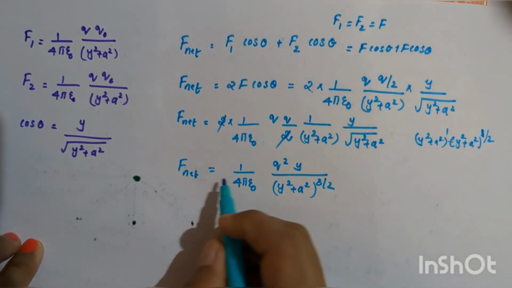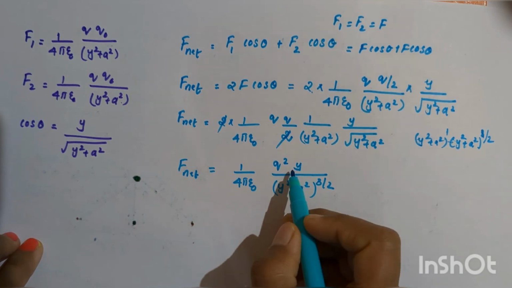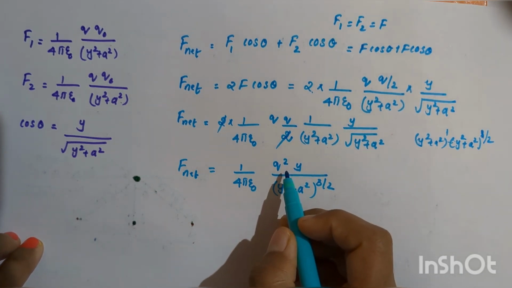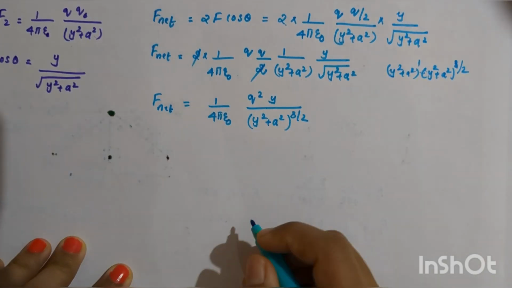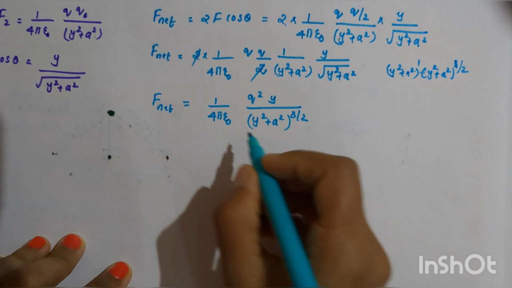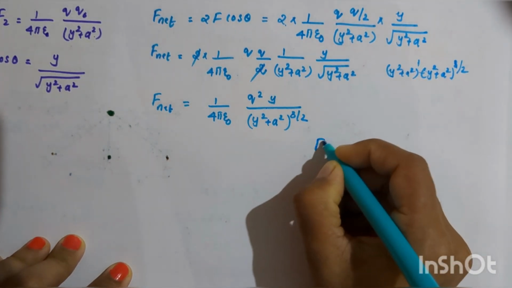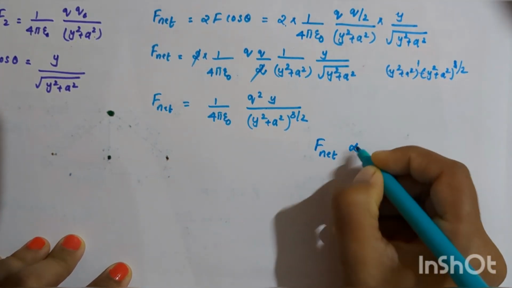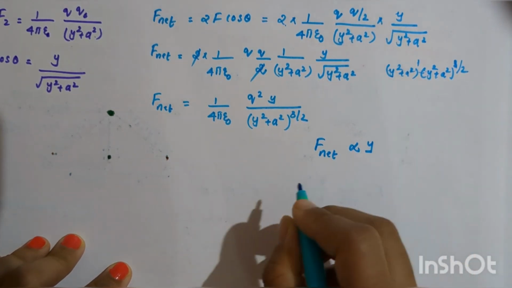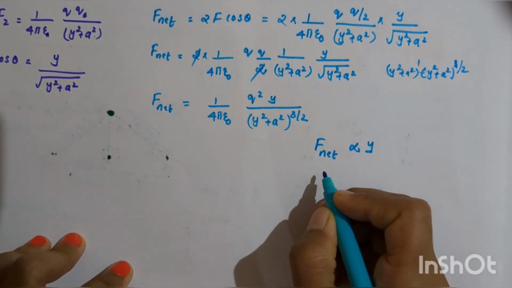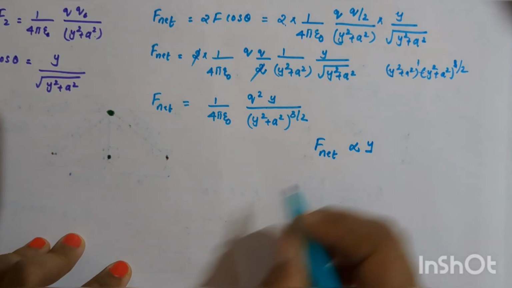So here it is very clear that the net force is directly proportional to y. But think about the direction of the force as well, because force is a vector quantity. That is, if we consider only the magnitude of the net force, we can write that it is directly proportional to what? Y. But when we consider the vector form as well, what happens?